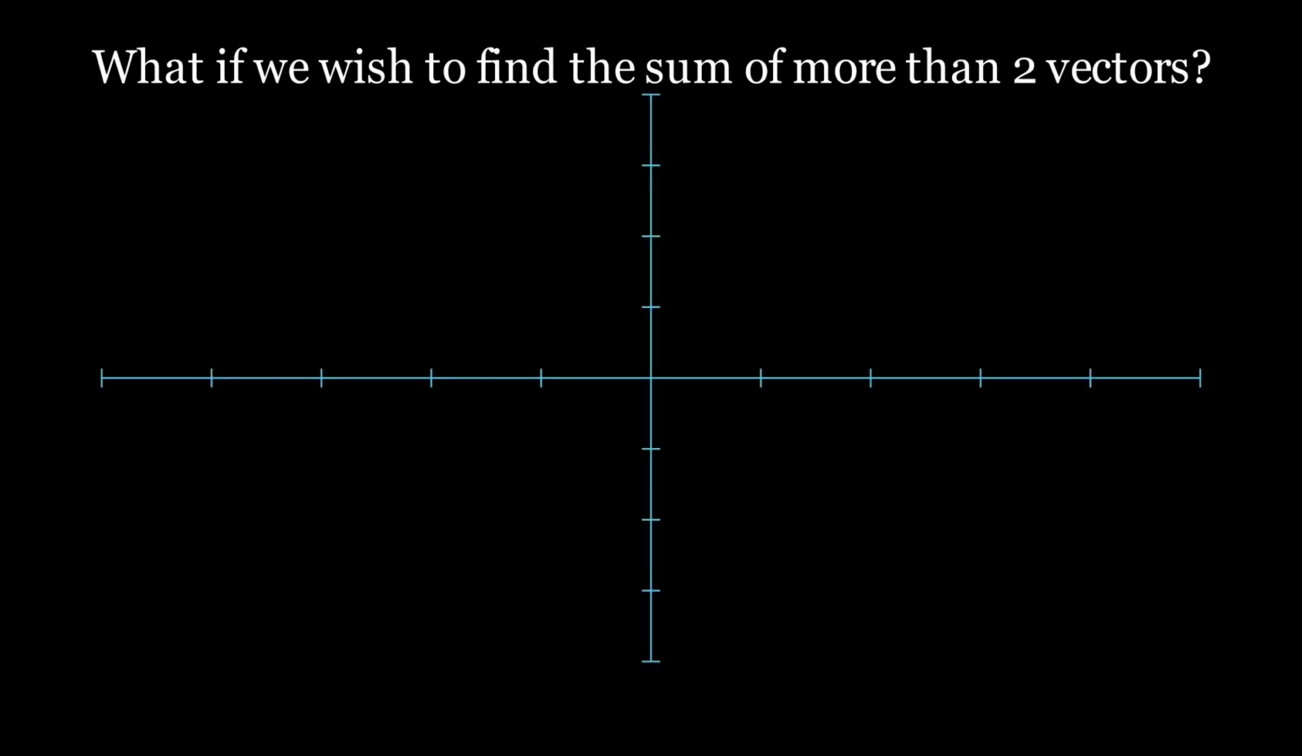Now, what if we wish to find out the sum of more than two vectors? Let's explore that using the polygon law of vector addition. Let's begin with 5 vectors a, b, c, d and e, and each of them start from the origin and have their own unique direction and magnitude.